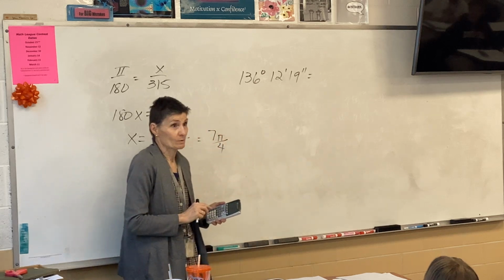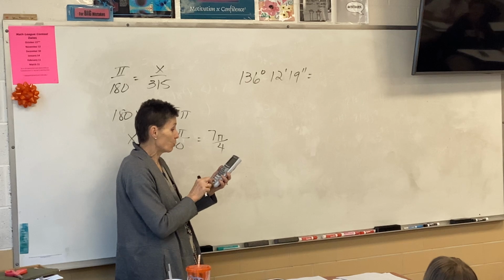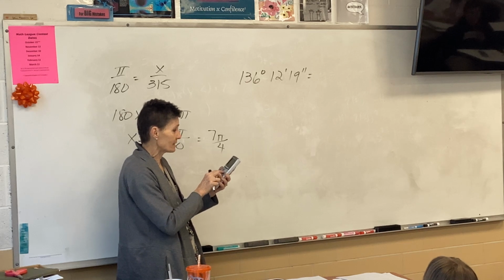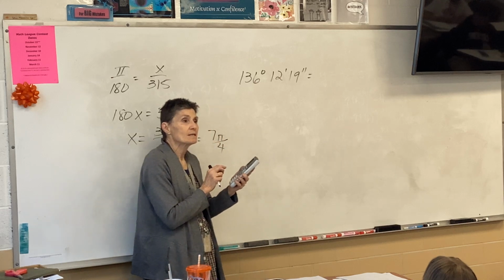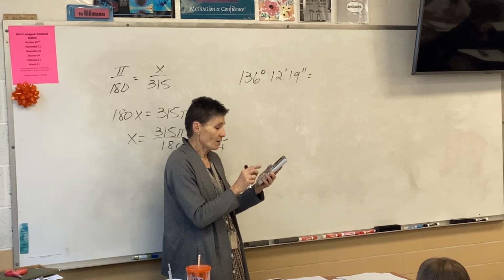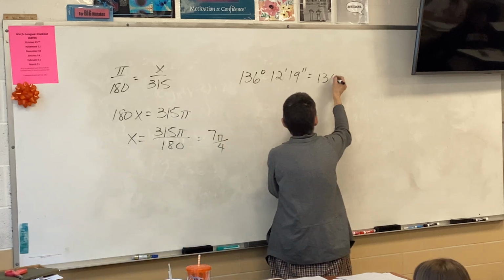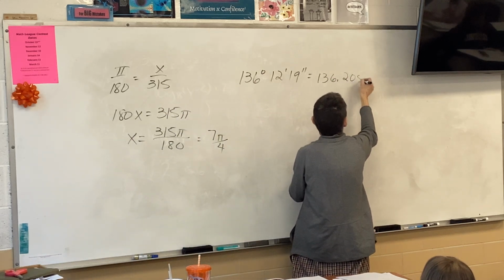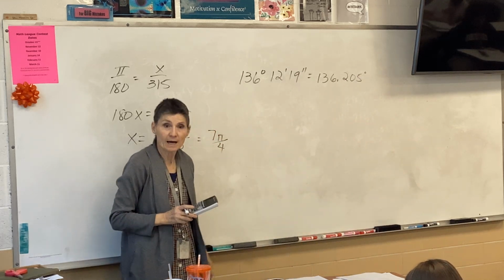So don't turn around. All right, so we got 136 and there's 12 second angle minutes. And then where do we get that seconds? Second. Alpha plus. Right. So you should have gotten 136.205 degrees. Got it?